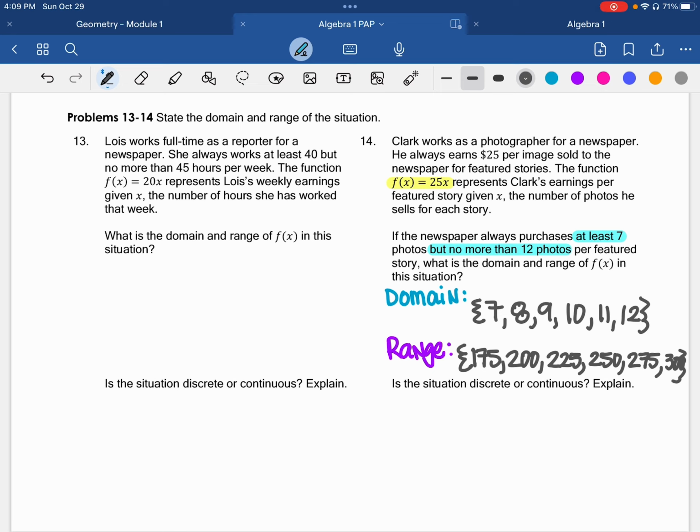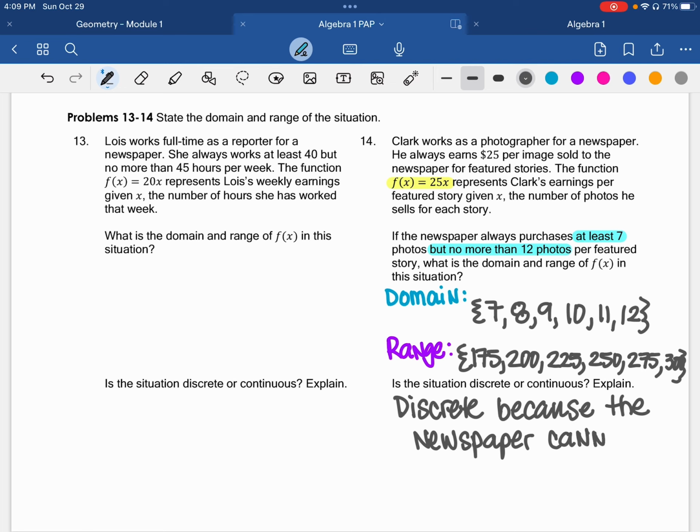Is my situation discrete or continuous? It is discrete. And I'm going to explain. It is discrete because I could say the newspaper cannot buy parts of a photo. You could also have said that Clark cannot sell parts of photos, or you could simply have said that parts of photos do not make sense.